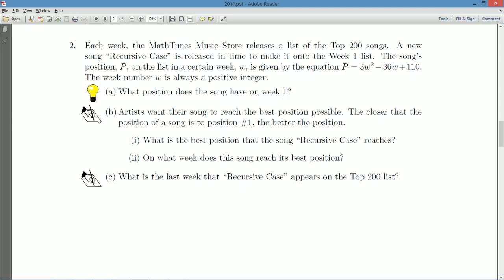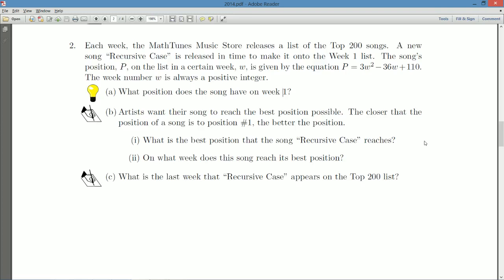Now how about B? Artists want their song to reach the best position possible. The closer that the position of the song is to position number 1, the better the position. Okay, so we're looking for low numbers. So this B part has 2 parts. What is the best position that the song Recursive Case reaches? And second thing, on what week does this song reach its best position?